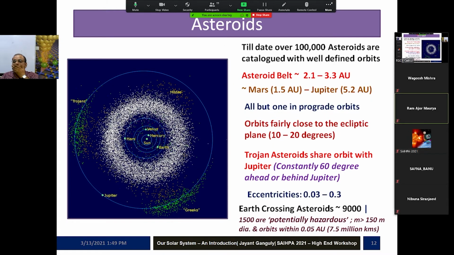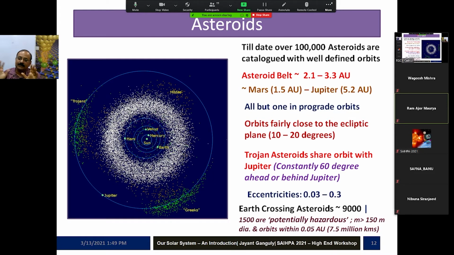So this is a general description of asteroids, and the range they span, for example 2.1 to 3.3 astronomical units. One astronomical unit is the average distance between Earth and Sun, which is 150 million kilometers. You see that the asteroid belt is located between Mars and Jupiter, that is between 1.5 astronomical units and 5.2 astronomical units.